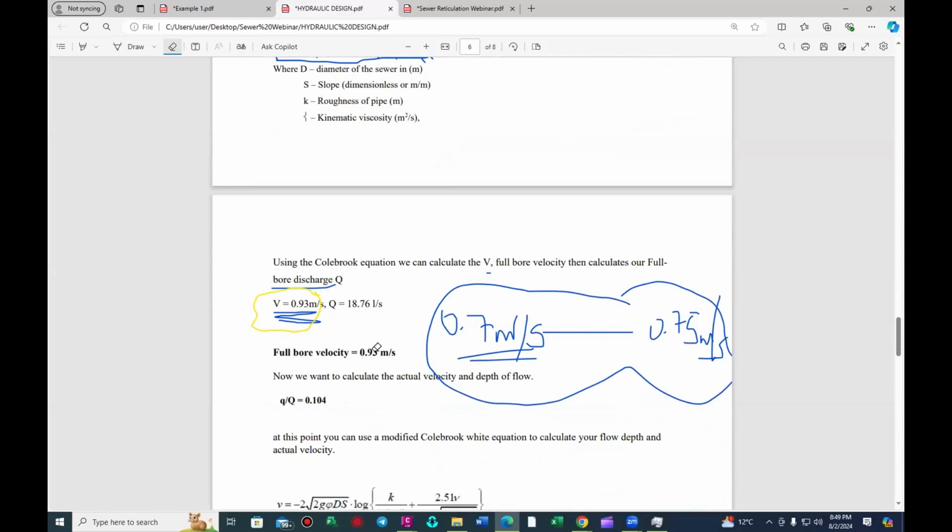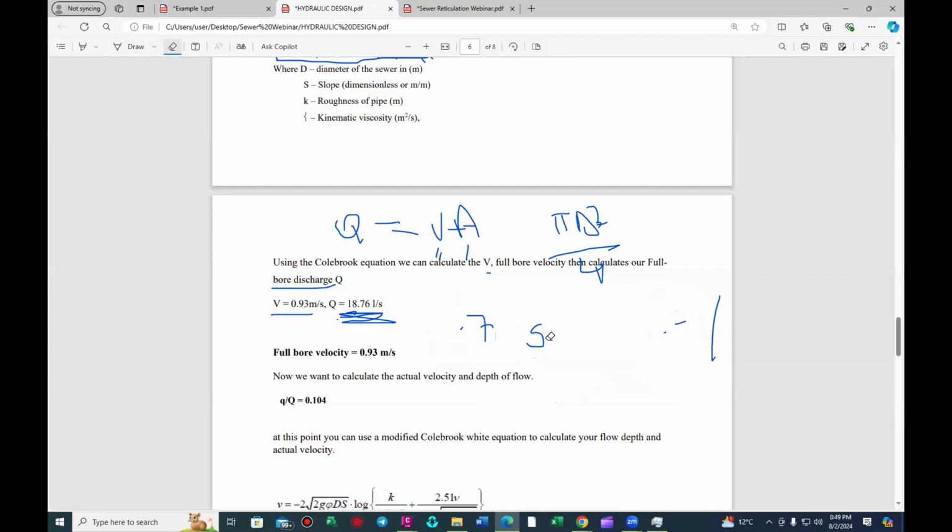So this is the full bore velocity. From the continuity equation, Q equals VA. I'm sure you guys know this from your fluid mechanics, right? We have our velocity and we have our area. The area of a circle is pi d squared over 4, and the diameter we already have, which is 160. We can calculate our full discharge. So with a cleansing velocity of 0.93 meters per second, the full discharge of that pipe will be 18.76 liters per second, right?